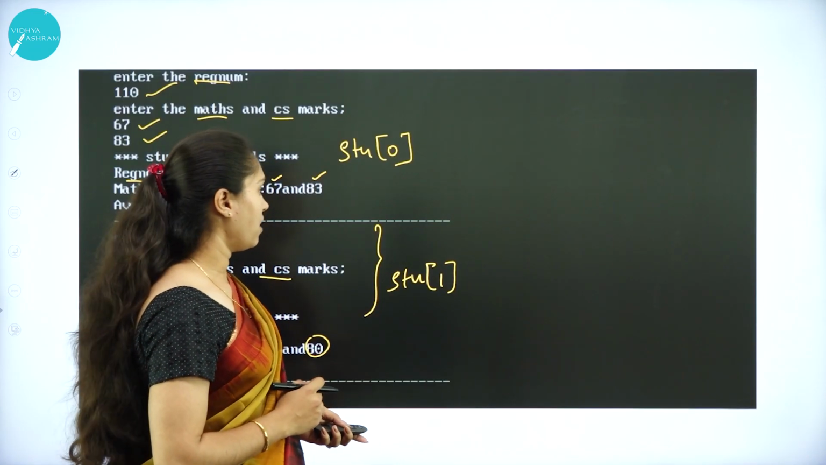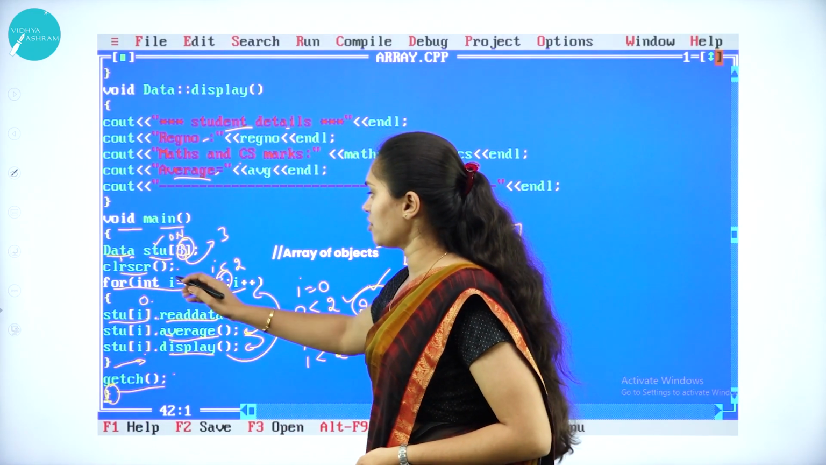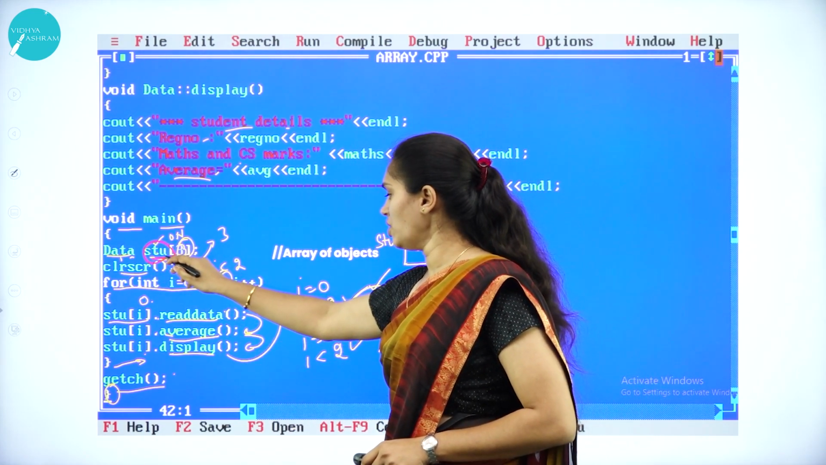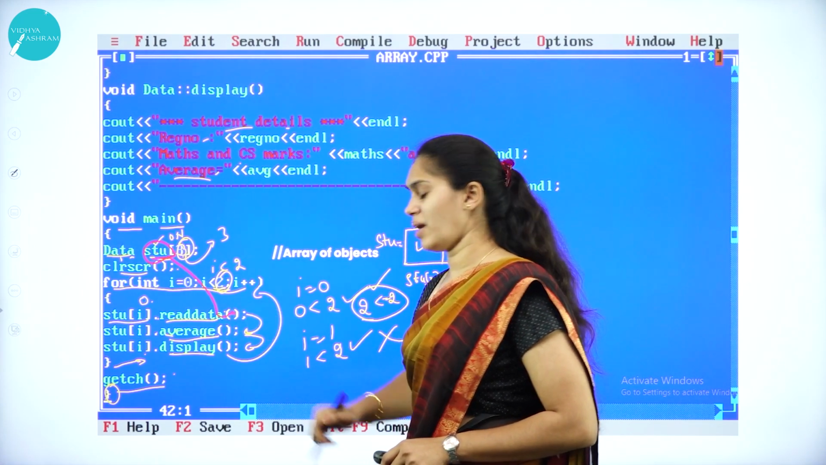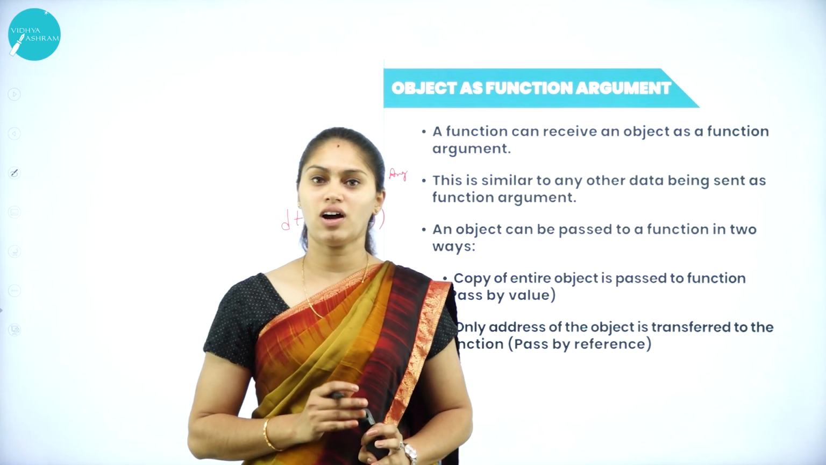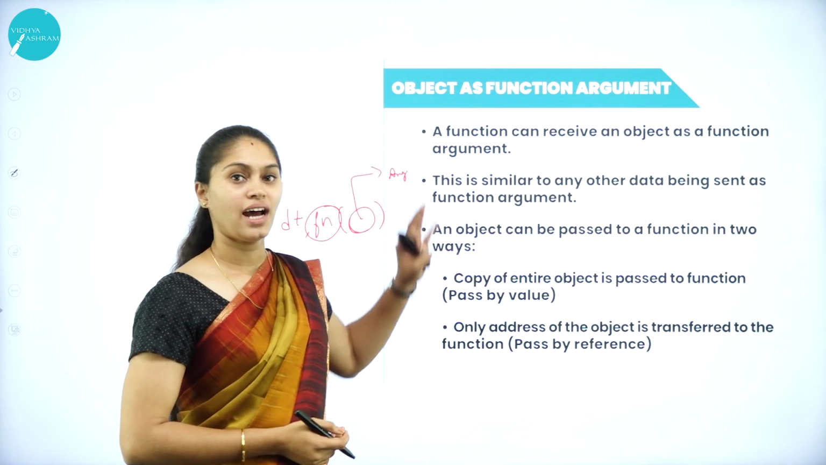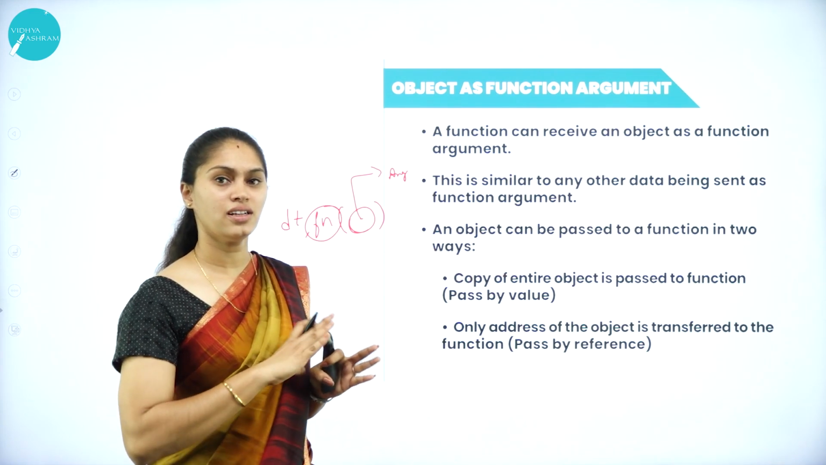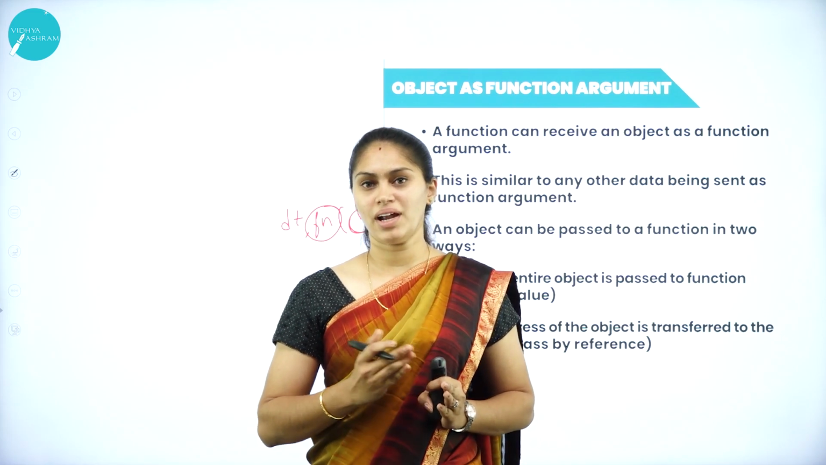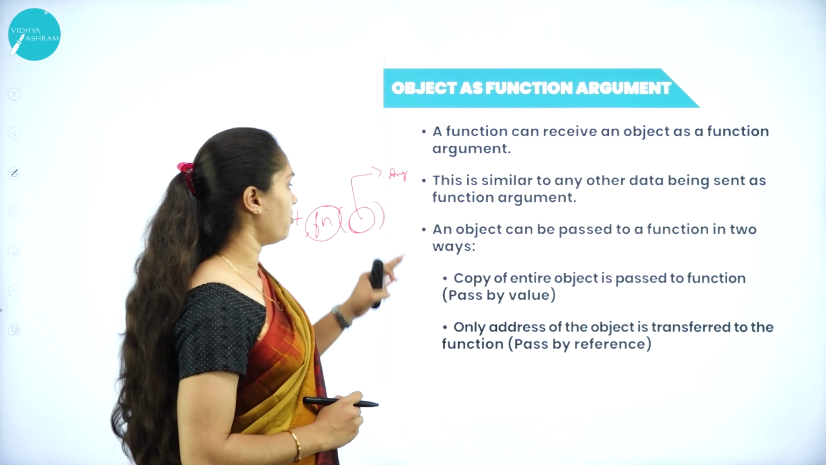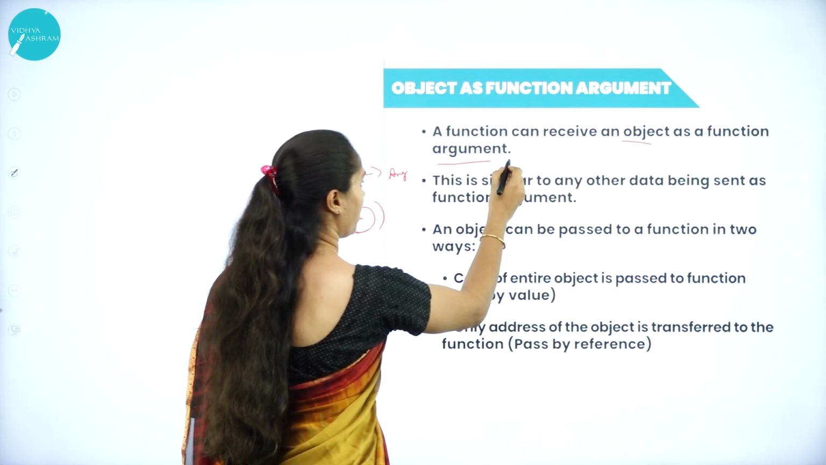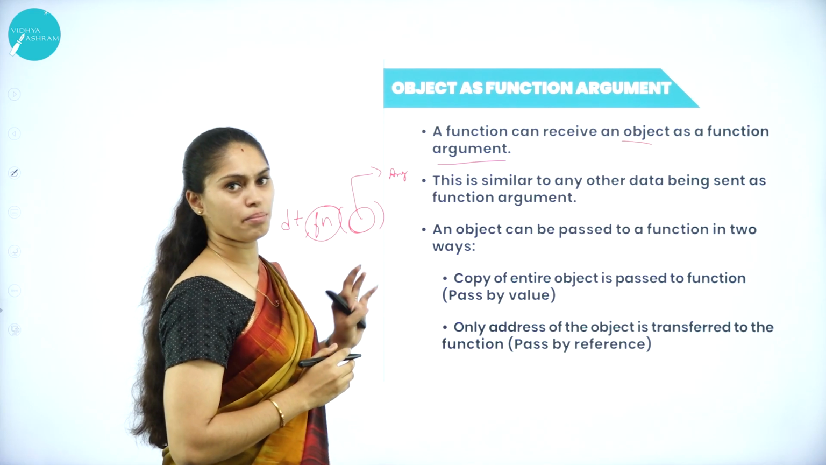In the previous example you can see that I have created an object called stu. So can I use this stu in this member function as an argument? Yes, with the help of this object as a function argument or parameter, I can send the complete details or a replica of that object into the function. So we'll see that a function can receive an object as a function argument. That is nothing but a function parameter.